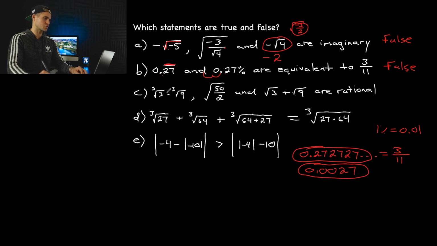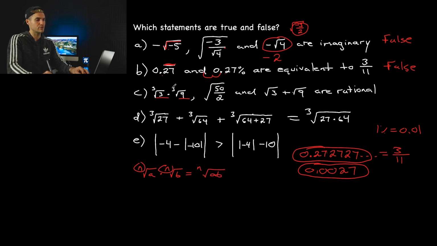Part C, we're told that the 3rd root of 3 times the 3rd root of 9, the square root of 50 over 2, and the square root of 3 plus the square root of 9, that all 3 of those are rational numbers. So let's go through them. Notice that because we have the 3rd root of something times the 3rd root of something, we can actually multiply what's under that 3rd root. The rule is if you have the nth root of A times the nth root of B, you can combine those to be the nth root of AB. It's just that the roots have to be the same.